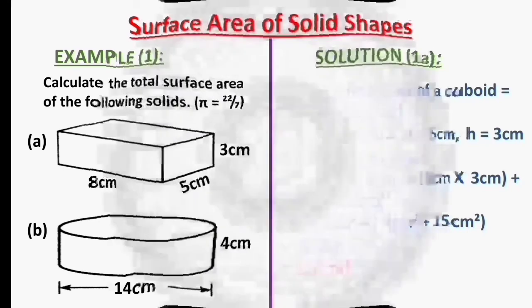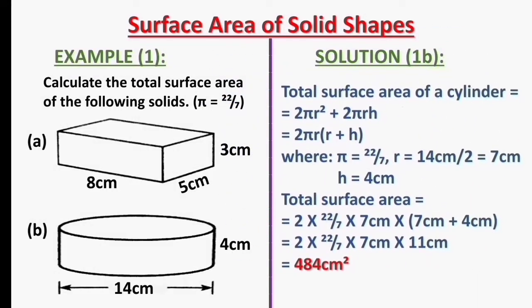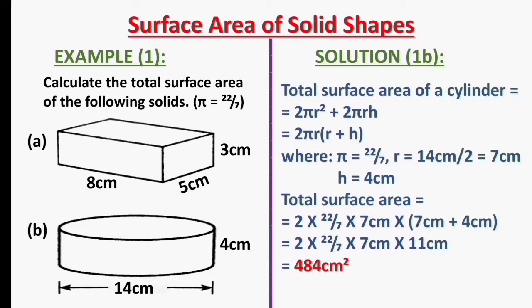For question 1b, the total surface area of the cylinder is 2 pi radius squared plus 2 pi radius height, which we factorize into 2 pi radius bracket radius plus the height. In the question, pi is 22/7. The question gave the diameter as 14 centimeters. So to get the radius, divide 14 centimeters by 2. That will give you a radius of 7 centimeters in question 1b.